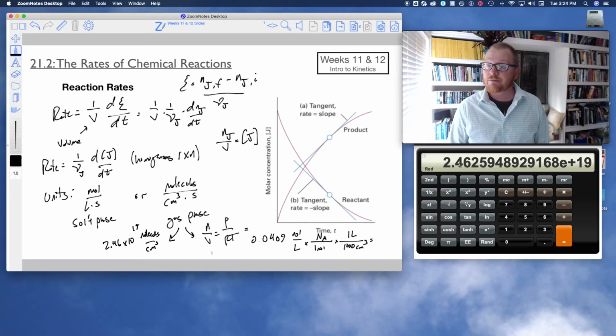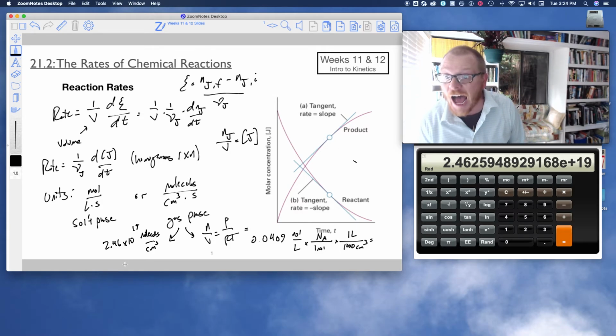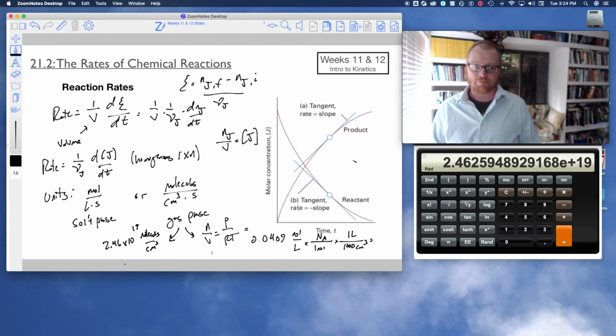It's a good off-the-top-of-your-head number when we're comparing mole per liter per second to molecule per cubic centimeter per second. There's a lot of molecules per cubic centimeter. So I just wanted to go through that as a reminder of how we do that.